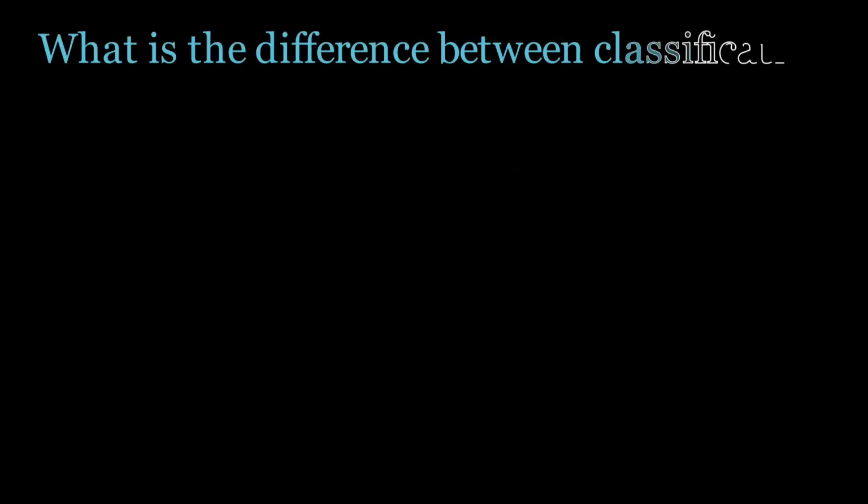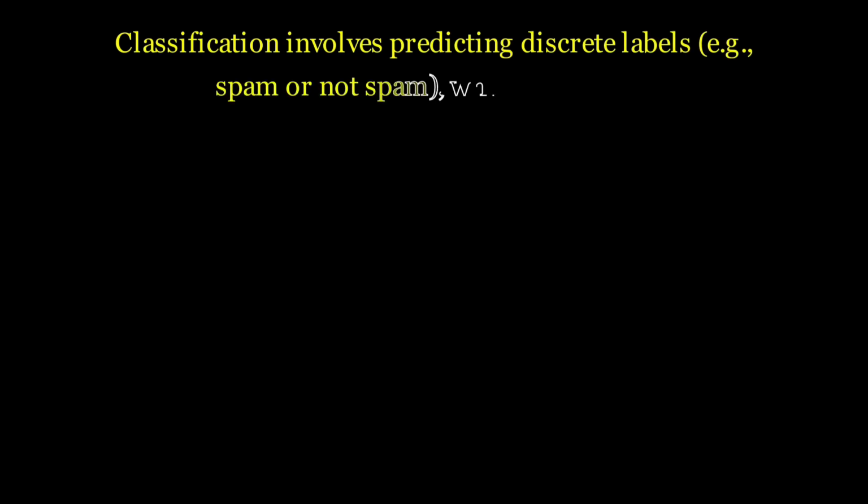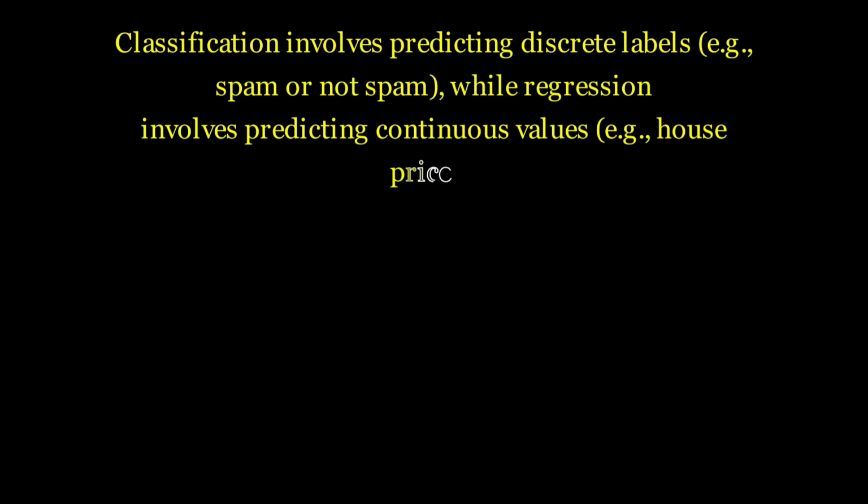What is the difference between classification and regression tasks? Classification involves predicting discrete labels, e.g. spam or not spam, while regression involves predicting continuous values, e.g. house prices.